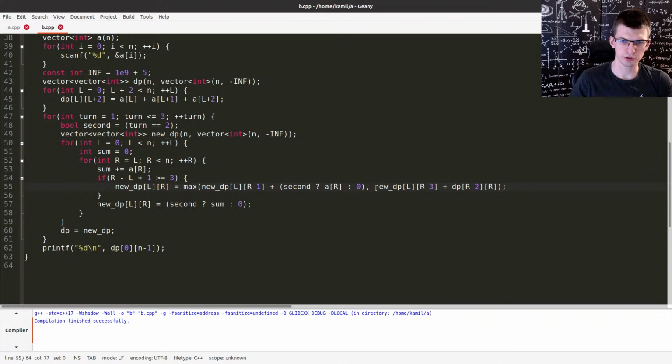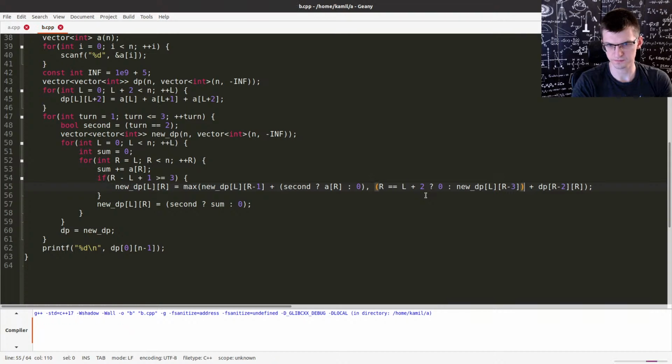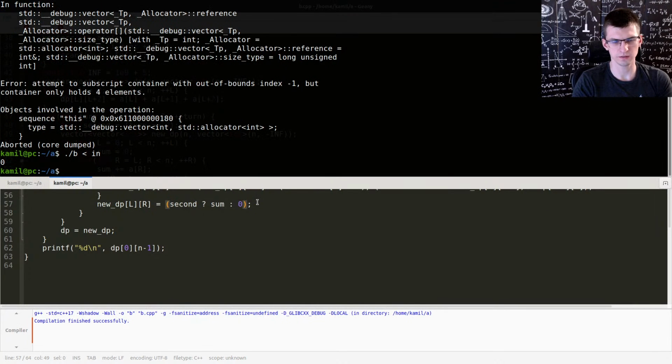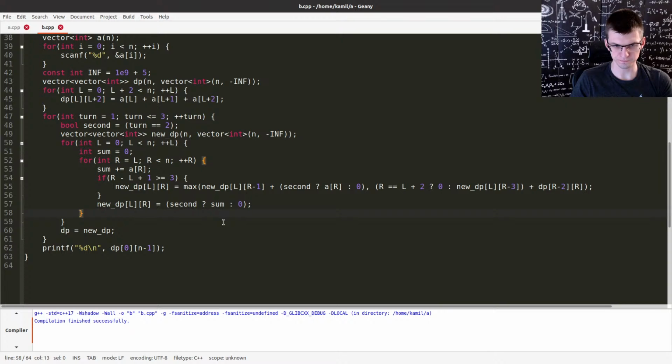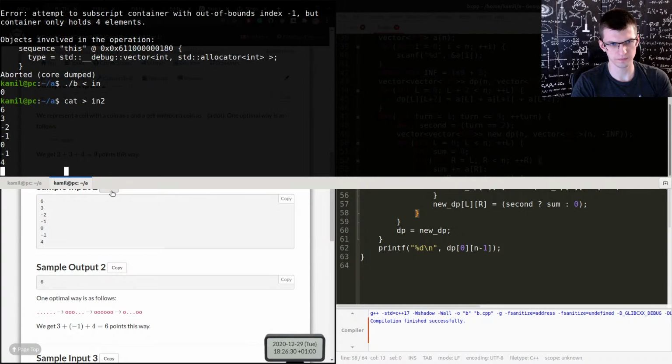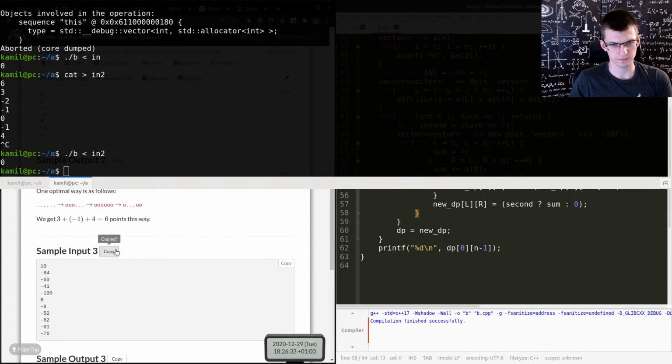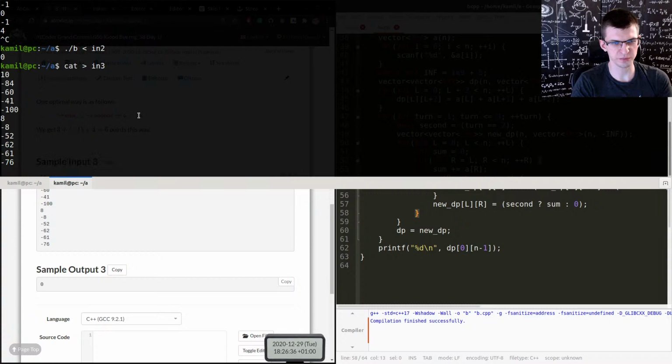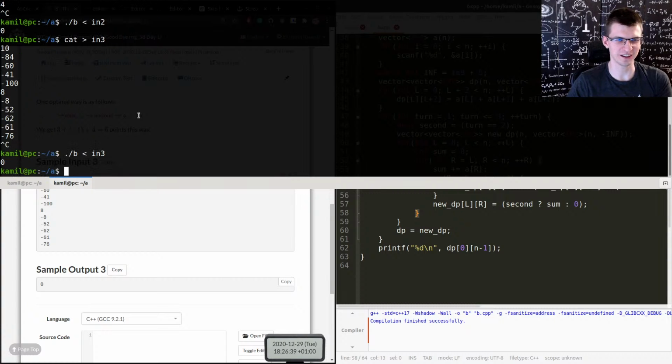I should treat this as 0. If R is equal L plus 2, then this is 0. For L equal, yeah, this should be fine. 0, that's not good. For now, my program always prints 0, but for the last sample test, it will be correct. All right, 1 out of 3 passed. Just like a program that just prints 0.